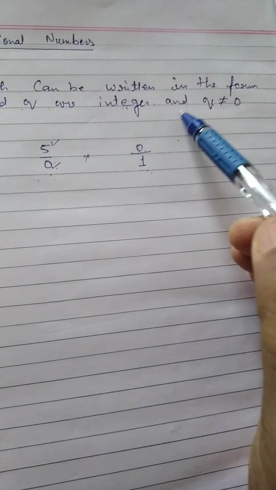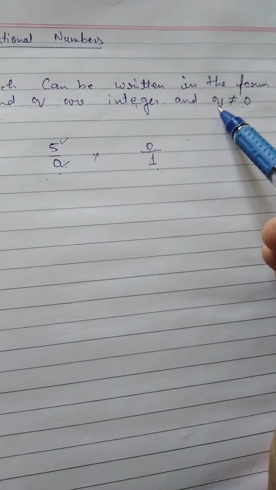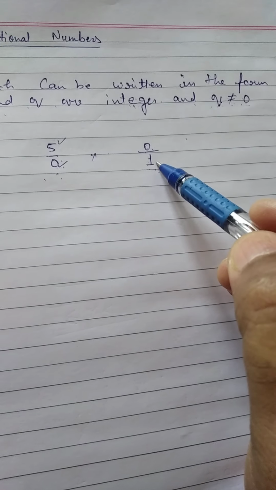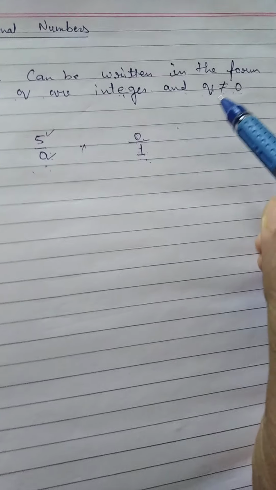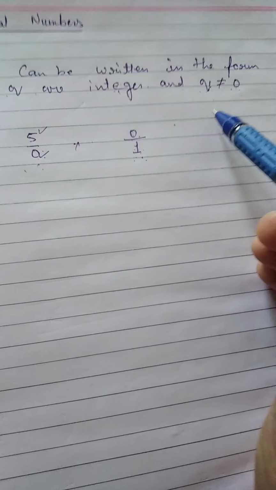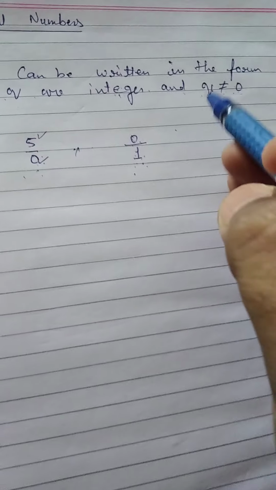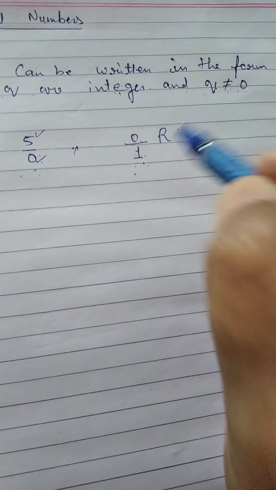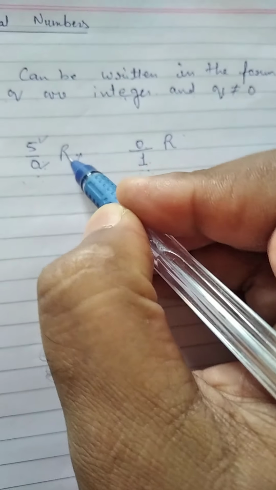Now the third condition, Q not equal to 0. Q means denominator. Here the numerator is 0, but the denominator is not 0. So the third condition, Q not equal to 0, is also satisfied. So this 0 upon 1 is a rational number. You can write only R, R means rational. This is rational, and this is also rational. Suppose we have another condition.